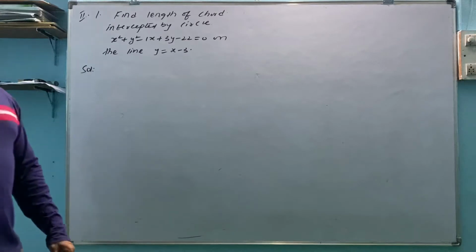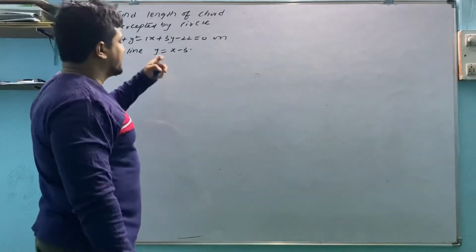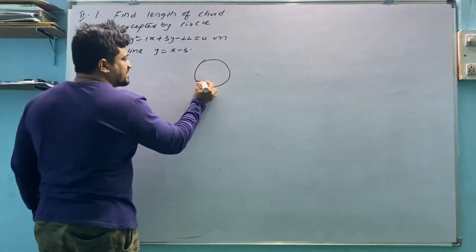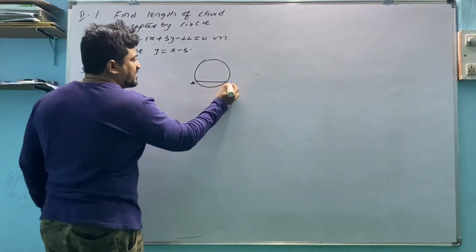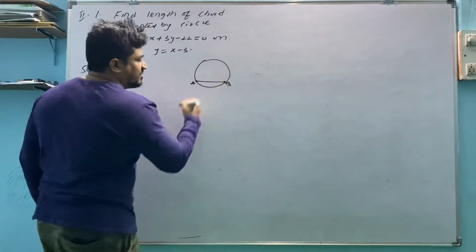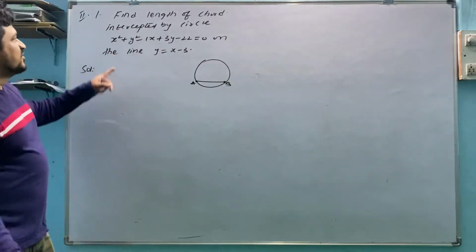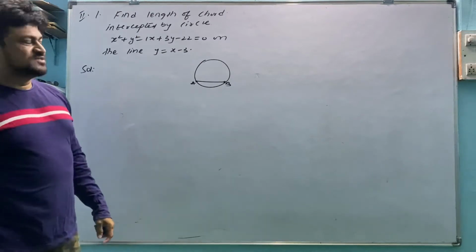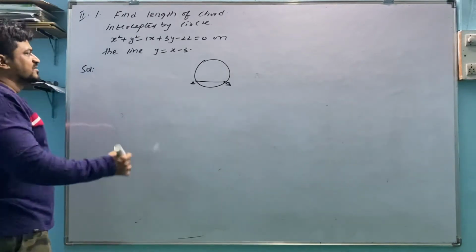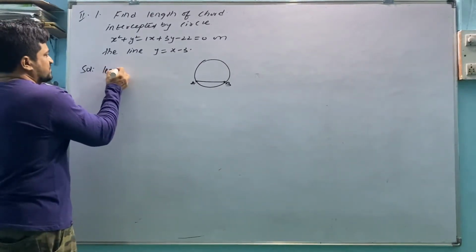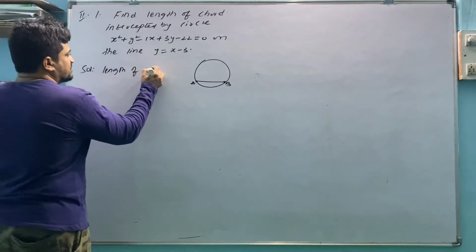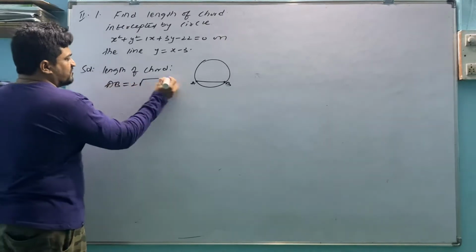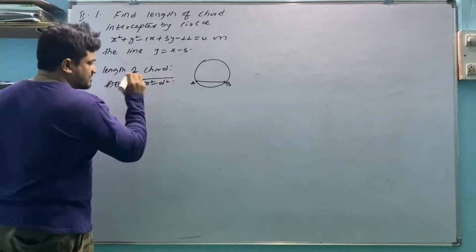Find the length of chord intersected by the circle and the line. Means what? There is a circle which is intersected by a line at A and B. We have to find the length of AB, which is a chord. We are not finding the equation. Equation is different, length is different. So what do we have to remember? Length of chord equals two root of r square minus d square.